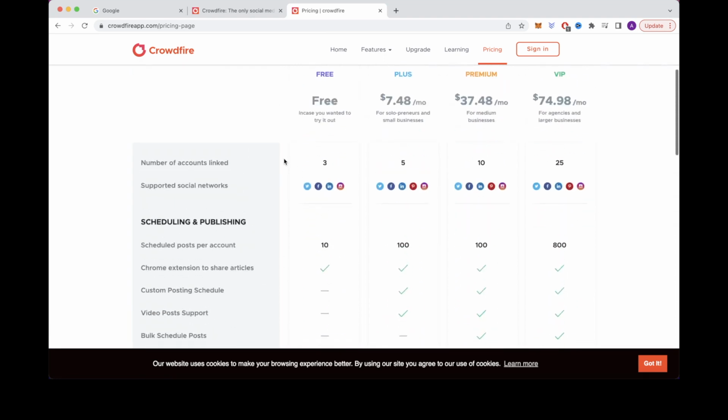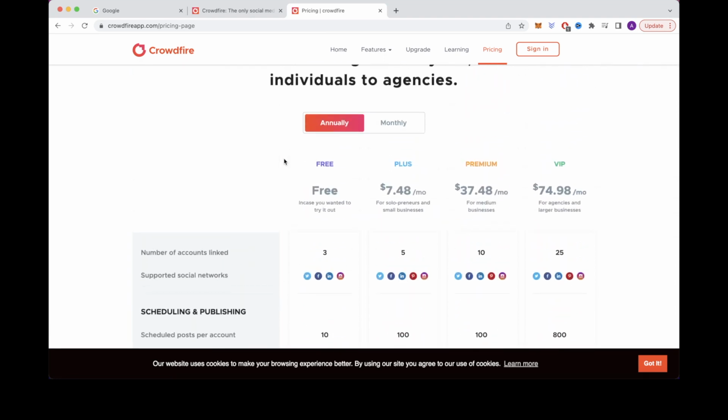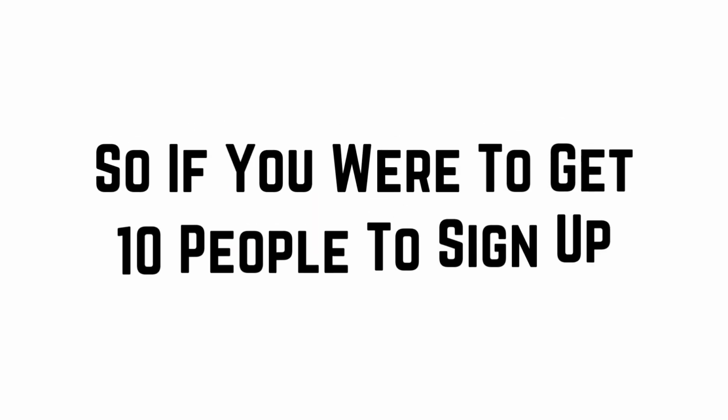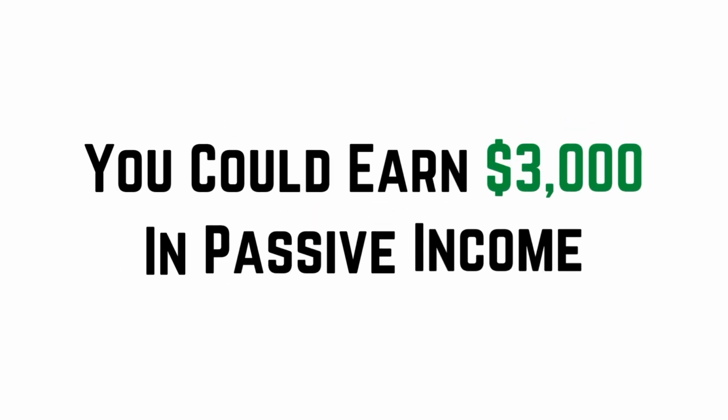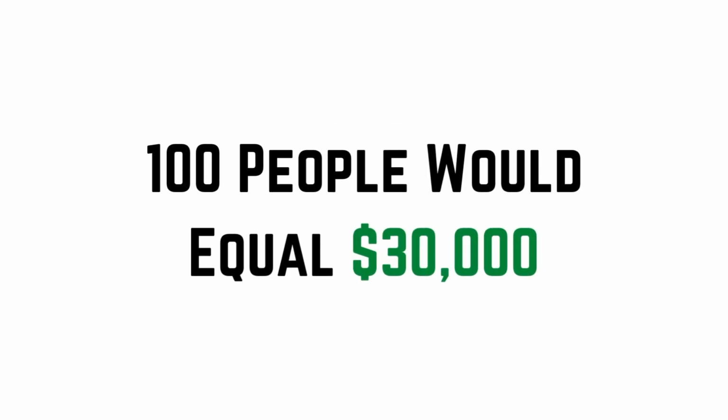And if one of these people end up getting the VIP membership, that equates to about $300 a year for you. So if you were to get 10 people to sign up, you could earn $3,000 in passive income. 100 people would equal $30,000. And I will show you this process that will allow you to reach literally thousands of people.